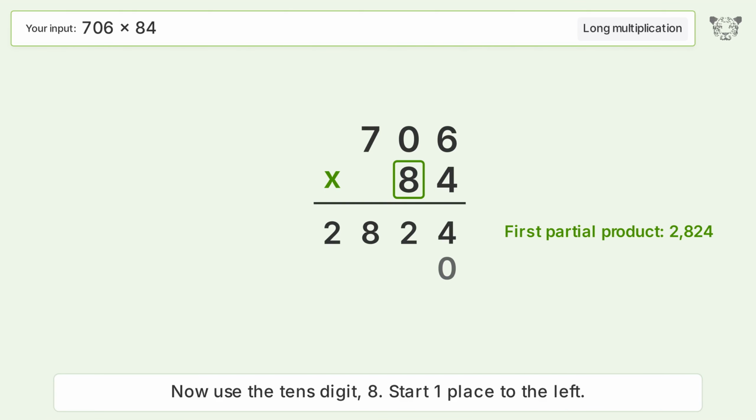Now use the tens digit, 8. Start one place to the left. 8 times 6 is 48. Put 8 in this column and carry 4.